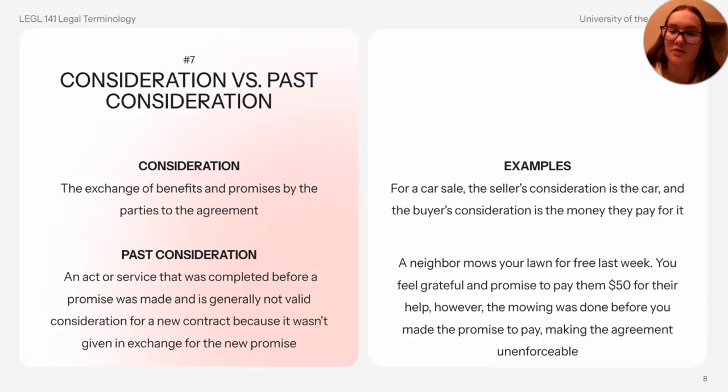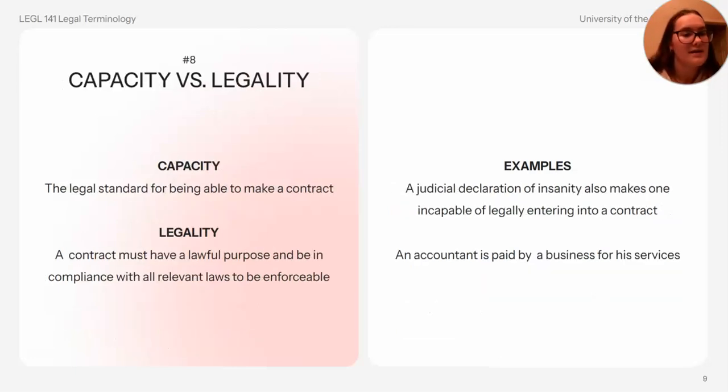For example, a neighbor mows your lawn for free last week. You feel grateful and promise to pay them $50 for their help. However, the mowing was done before you made the promise to pay, making the agreement unenforceable. Capacity is the legal standard for being able to make a contract. For example, a judicial declaration of insanity makes a person incapable of legally entering into a contract. Legality states that a contract must have a lawful purpose and be in compliance with all relevant laws to be enforceable. For example, an accountant is paid by a business for his services.